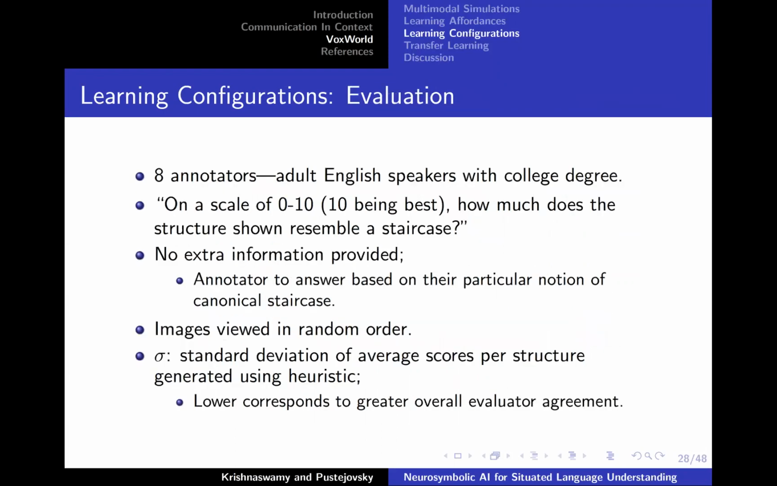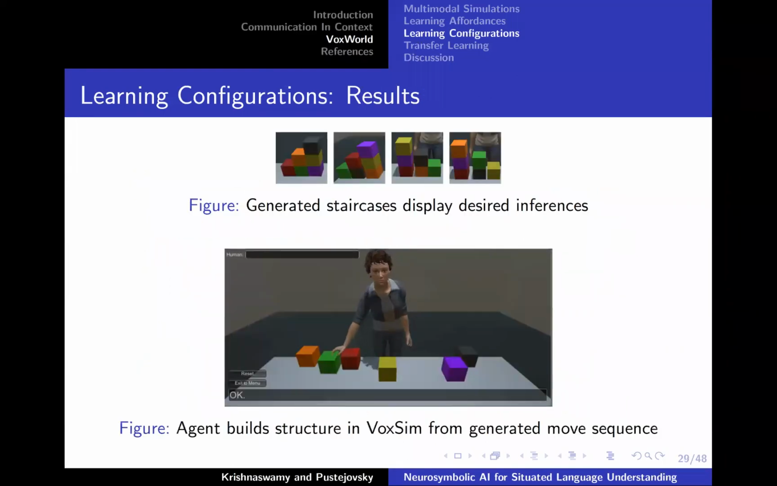We fed our results to annotators and had them evaluate the structures that the agent built on a scale of 0 to 10. The images were viewed in random order, and we assessed the standard deviation of the average scores per structure generated using the heuristic, where lower standard deviation should indicate greater overall evaluator agreement. Here are some results where we can see some staircases that displayed the desired inferences, and here's a GIF of what the agent would do with a final sequence to actually build a structure that was then evaluated.